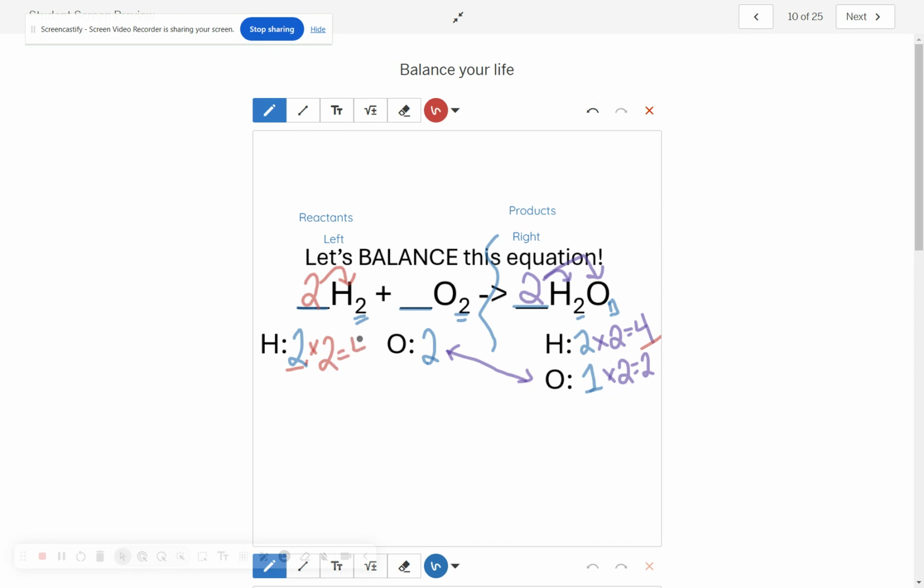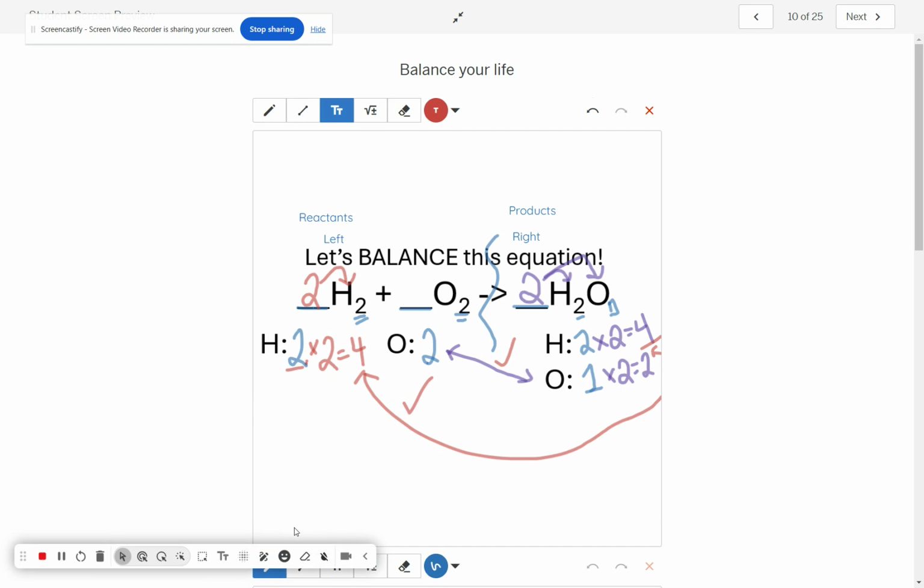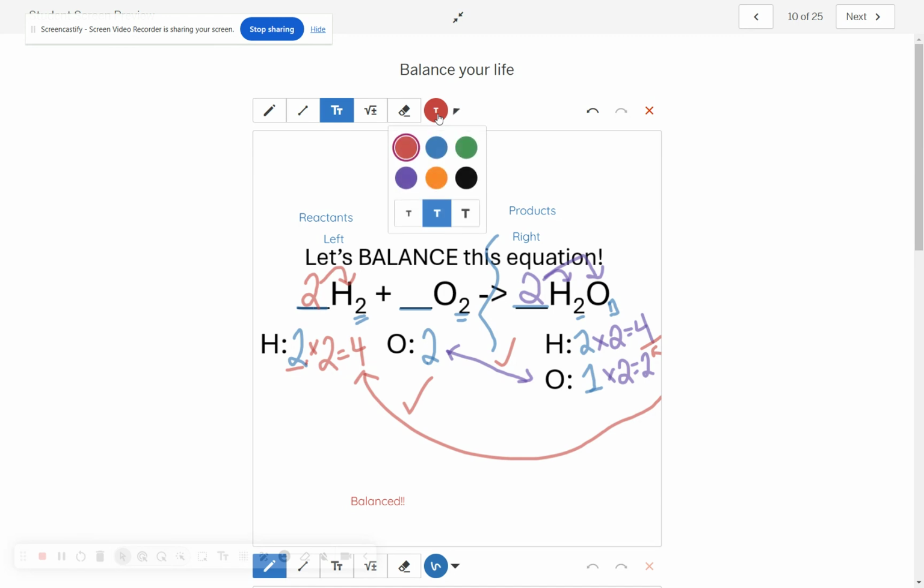So now I have 4 hydrogen on the left and 4 hydrogen on the right. I have 2 oxygen on the left and 2 oxygen on the right. That means that my reaction is now fully balanced. So I'm actually done. If you are somebody who really wants everything filled in because it makes it feel like you have completed it, you can add a 1 here just as a placeholder if it makes it a little easier for yourself. But this reaction is fully done. Nice job.